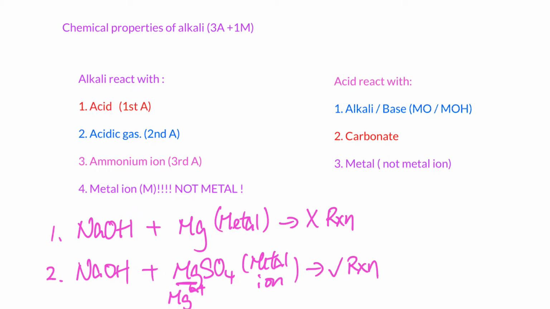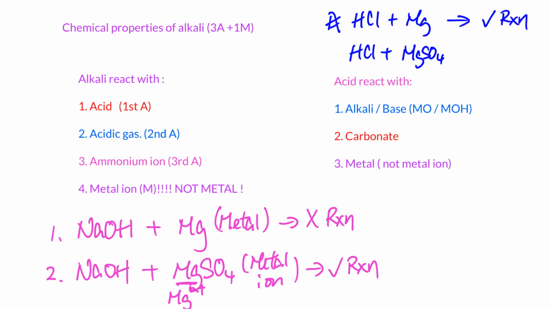Same thing happens to the acid. If you have HCl reacting with the Mg, and also HCl reacting with the MgSO4. As the first one is metal, you will have a reaction to give salt and hydrogen. But for the second one, because this one is a metal ion, not metal, in this case we have no reaction. For this metal ion, we'll talk about what kind of reaction it's going to have at a later time. First of all, we'll just finish ammonium ion first.